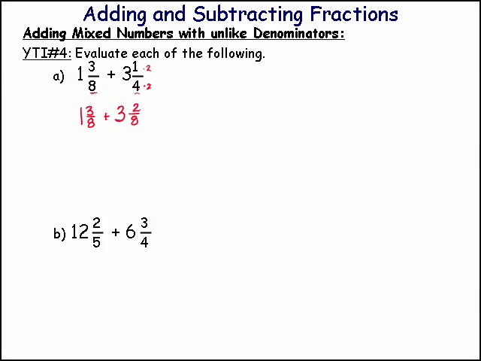Okay, so now add together. 1 plus 3 is 4. Now you have a common denominator, so you know it's going to be over 8. So 3 plus 2 is 5. So it's 4 and 5/8.